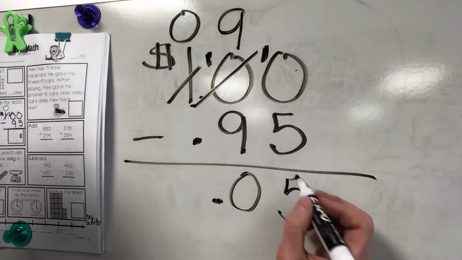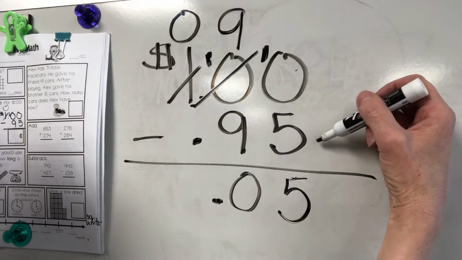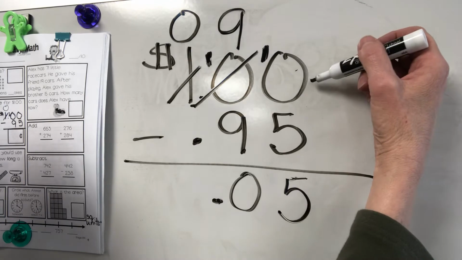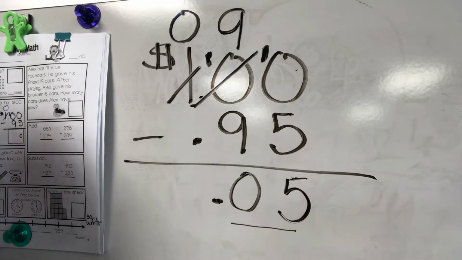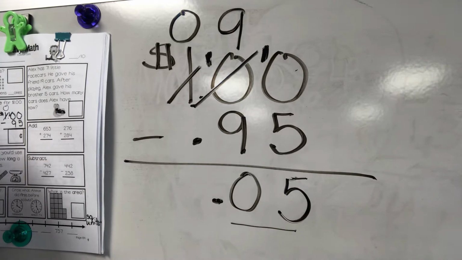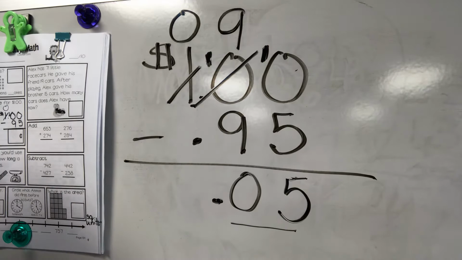So boys and girls, if you buy something for 95 cents and you give the person $1, you're only going to get a nickel back, or 5 cents. So that's called subtracting across the zeros. Again, there's a really good video, I think, definitely on my YouTube channel. Okay?